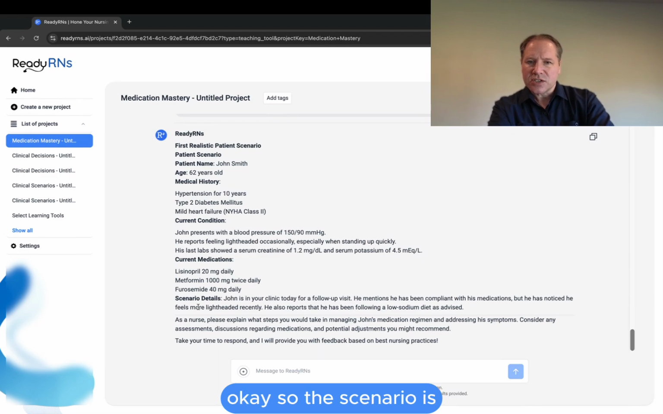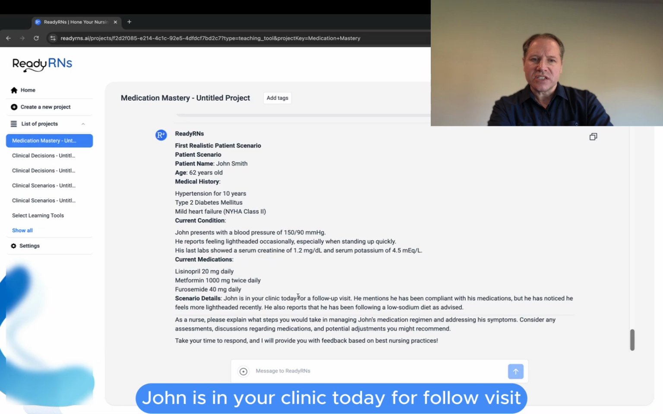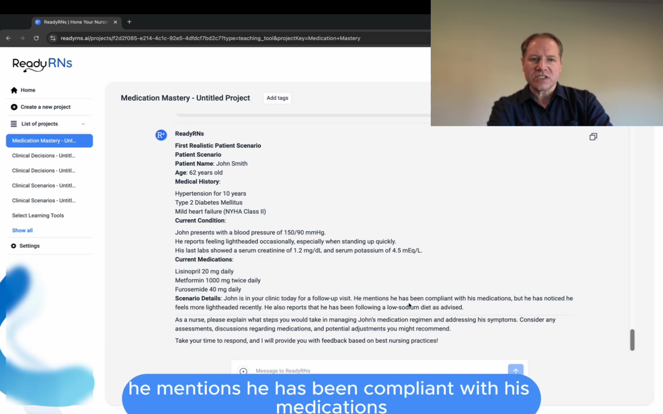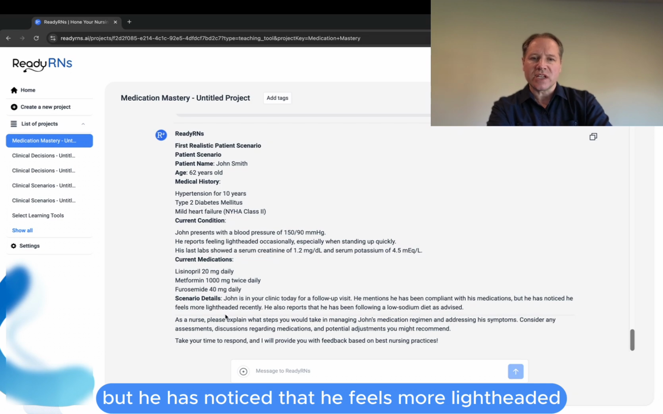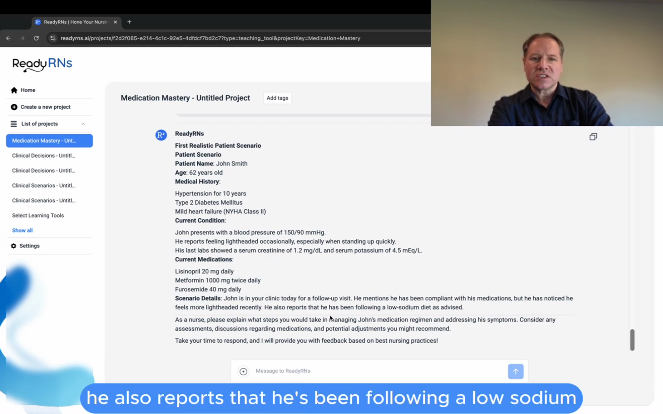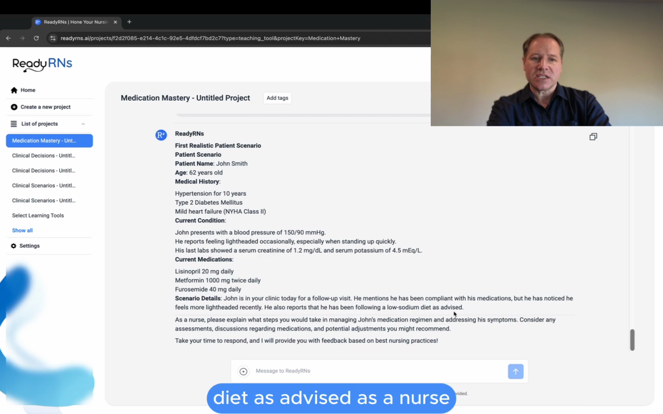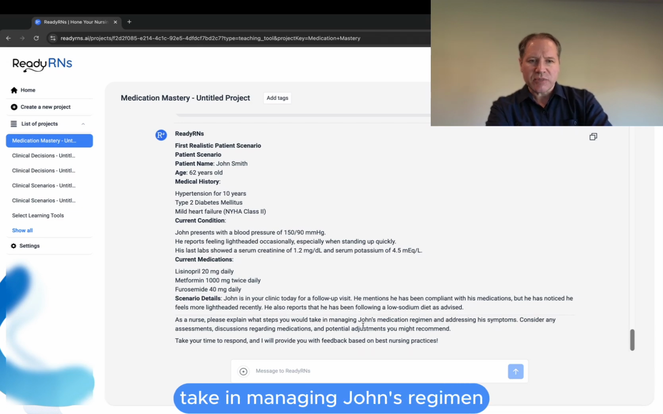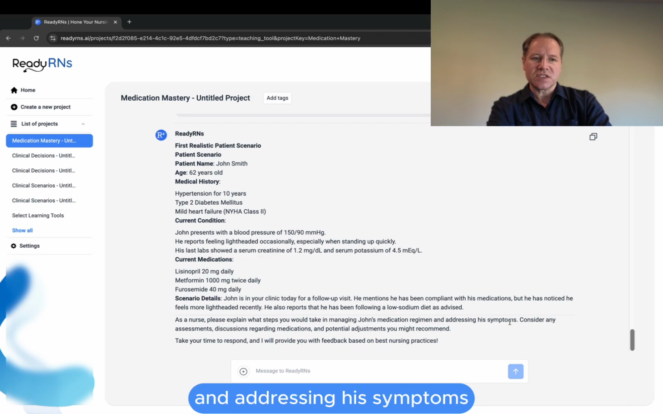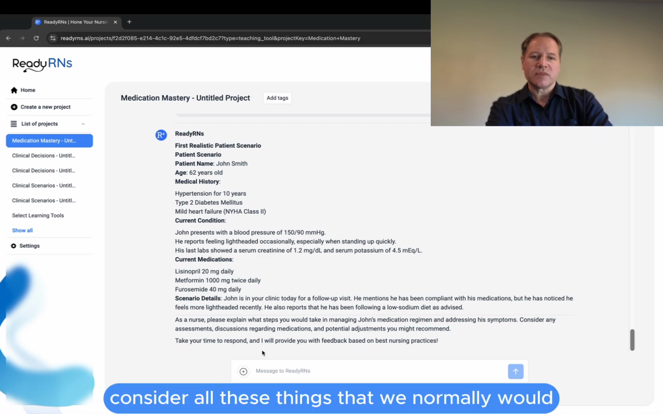Okay, so the scenario is John is in your clinic today for a follow-up visit. He mentions he has been compliant with his medications, but he has noticed that he feels more lightheaded recently. He also reports that he has been following a low-sodium diet as advised. As a nurse, please explain what steps you'd take in managing John's regimen and addressing his symptoms. Consider all these things that we normally would as a nurse.